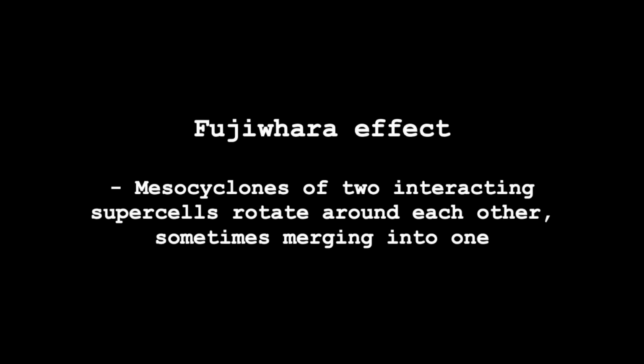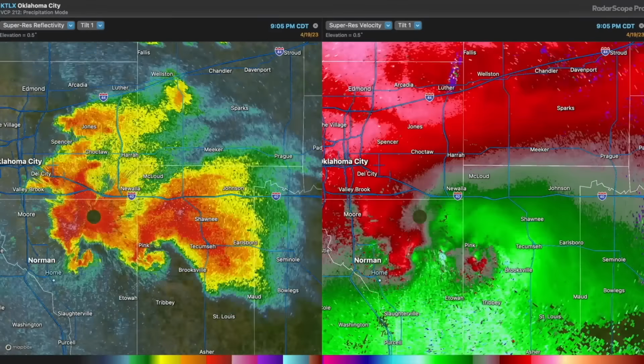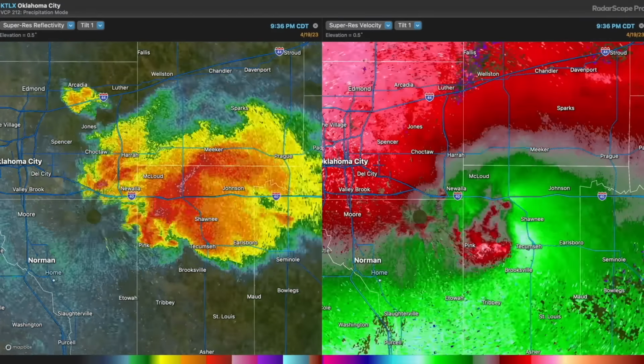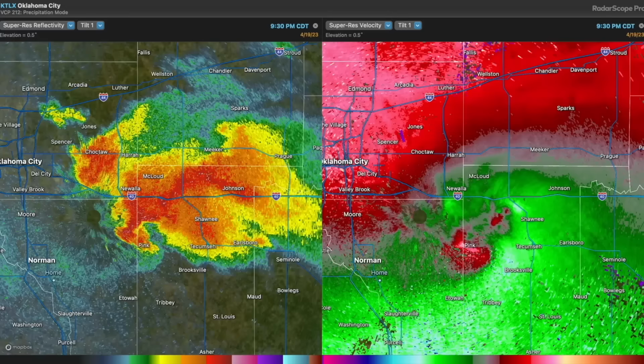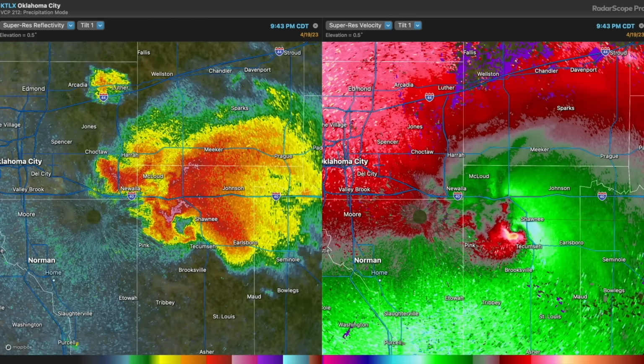On occasion, when two supercells interact, they can undergo the Fujiwara effect, which is when two vortices rotate around each other, often merging into one. This phenomenon is most prevalent in hurricanes, but the mesocyclones of two interacting supercells can sometimes orbit around each other, particularly when the storms are large and slow-moving. When this happens, the lead supercell tends to slow or move rearward toward the trailing storm while weakening, while the trailing storm accelerates or moves forward as it strengthens.